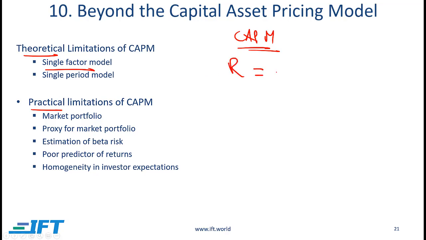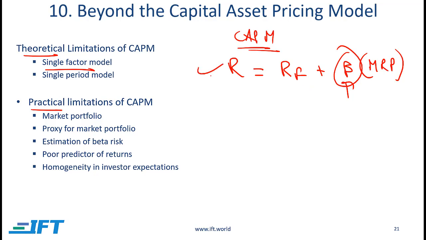So the expected return is equal to the risk free rate plus beta times the market risk premium. So here, the only factor which is related to the asset is the beta. Essentially, what this model is saying is that the expected return is estimated based only on a single factor or a single characteristic. So according to CAPM, factors other than beta don't matter. That's clearly an issue because there will be other factors that drive returns.